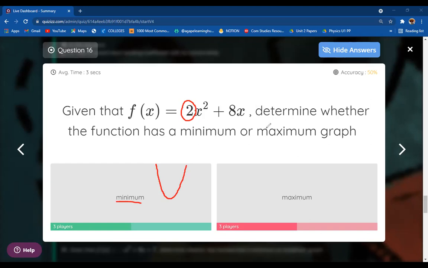If you're in a happy mood, you're smiling. Maximum is if this number is negative. When you're in a bad mood, you're frowning. So that's how you remember minimum and maximum curve. 2 is a positive number, and that is why the answer is minimum and not maximum. Everybody understands this?